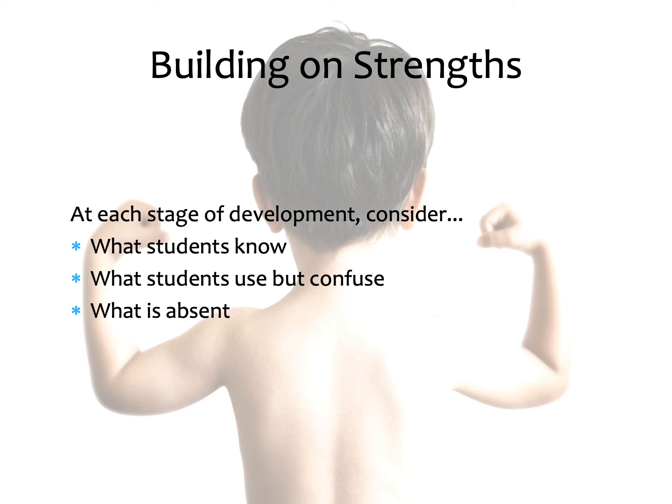In the analysis, the goal is to find out what students know, what they use but confuse, and what is absent from their writing. In knowing this, the teacher should hold students accountable for what they know. They should provide instruction and practice in features students use but confuse, and they should model what students have yet to attempt to avoid frustration.